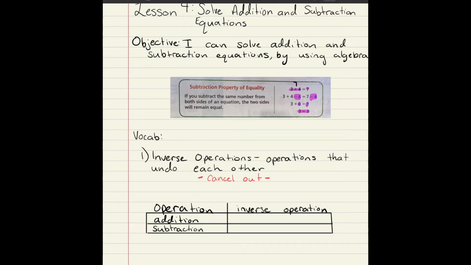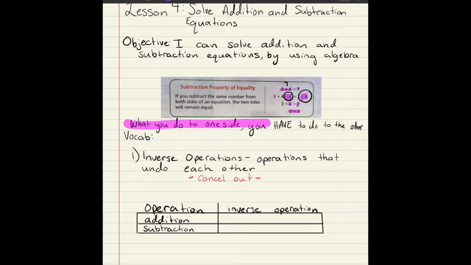So what you do to one side, you have to do to the other. That's what we can get out of this. So what you do to one side, you have to do to the other. When I say side, I'm talking about our equal sign. So here's one side, here's the other side, separated by the equal sign.